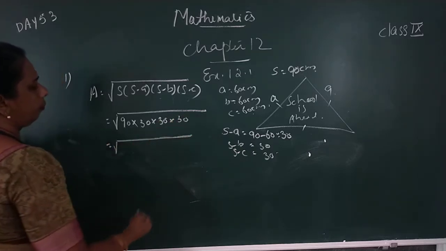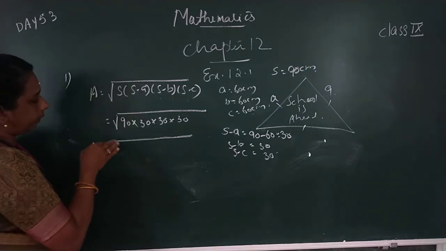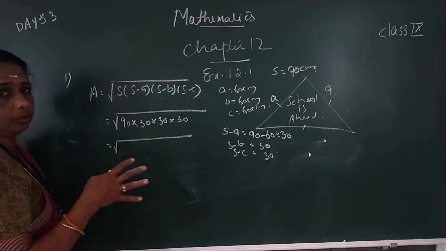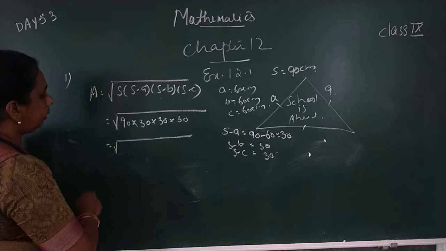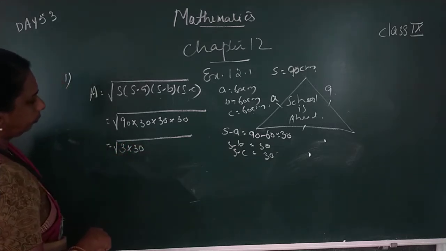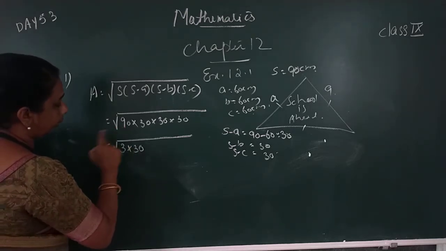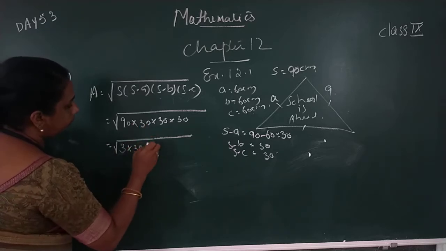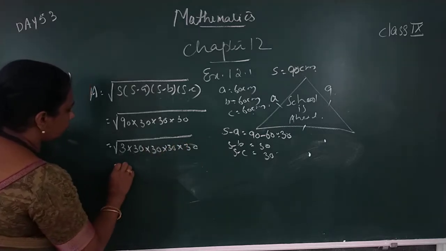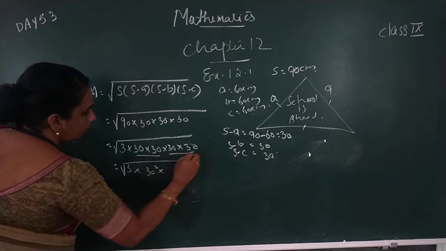We can write it as root of... Using the prime factorization method we can find out the square root of a number, and also using the division method. In any method you can use, find out the value. Here 90 is 3 into 30. So, 90 into 30 into 30 into 30. That's equal to square root of 3 into 30 square into 30 square.